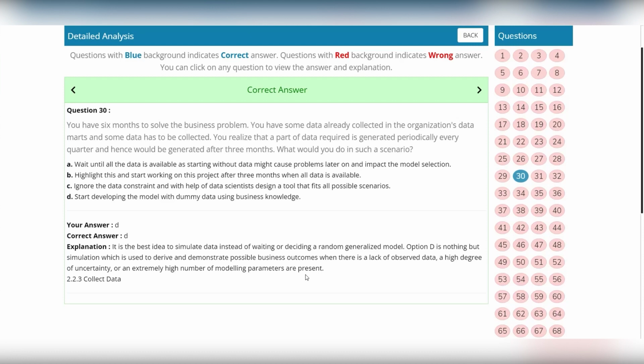So here in this case, we can start creating dummy data based on the type of data expected so that we have a baseline to develop our model and we don't go in a completely different direction. Till the actual data is available, we can develop our model and test it once the new data is available. So this is the best possible option in the given scenario.